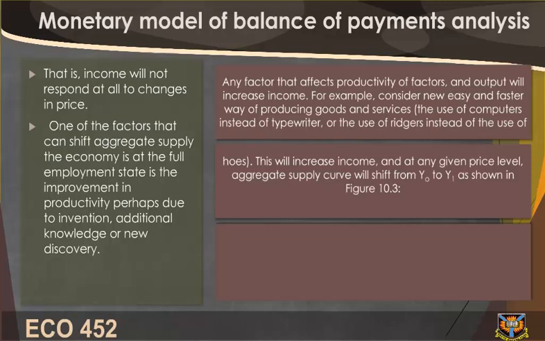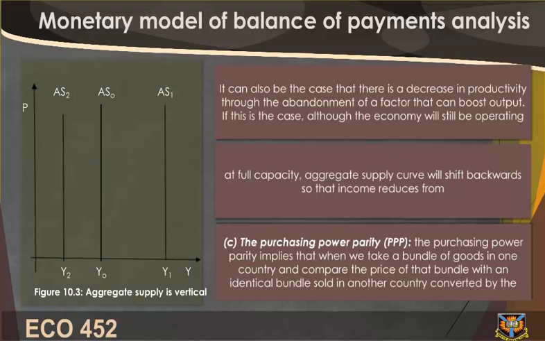For example, consider a new, easier and faster way of producing goods and services, the use of computers instead of typewriters, or the use of harvesters instead of the use of hoes. This will increase income, and at any given price level, the aggregate supply curve will shift from Y0 to Y1 as shown in figure 10.3. It can also be the case that there is a decrease in productivity through the abandonment of a factor that can boost output. If this is the case, although the economy will still be operating at full capacity, the aggregate supply curve will shift backwards so that income reduces.